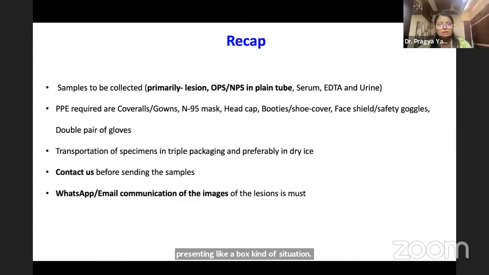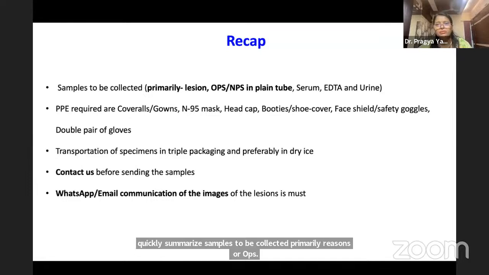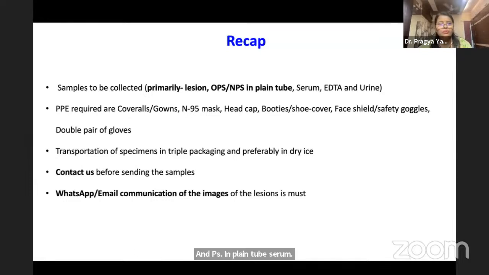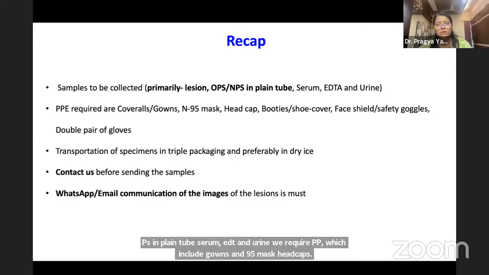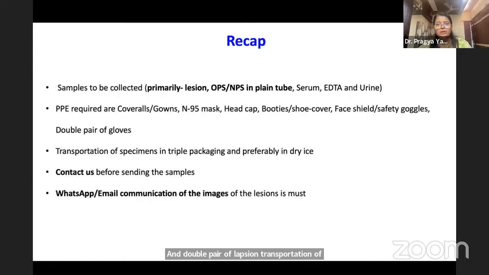If we quickly summarize, the samples to be collected are primarily lesions or OPS, NPS in plain tube, serum, EDTA, and urine. We require PPE, which includes gowns, N95 mask, head caps, booties, shoe covers, face shield, and a double pair of gloves, with transportation of the specimen in triple packaging and dry ice. Contact us before sending the samples. Please send an email if you are sending to any nearby BRDLs or to NIV, so that they are on alert. They are going to receive the samples in time and process them on priority.